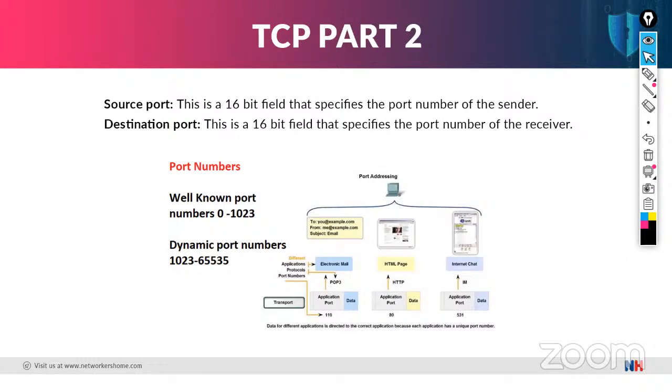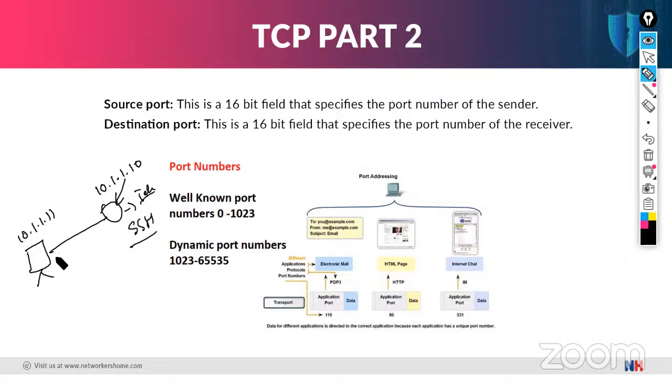This is differentiated between the well-known port numbers and the dynamic port numbers. For example, consider this is your PC and you are connected to a server or a router, whatever it is, and here you have enabled Telnet or SSH. Telnet and SSH use which protocol? TCP. Now consider the IP address is 10.1.1.10 and here the IP address is 10.1.1.11.